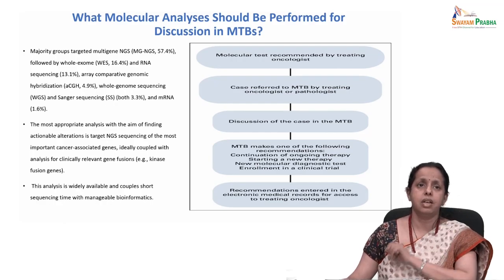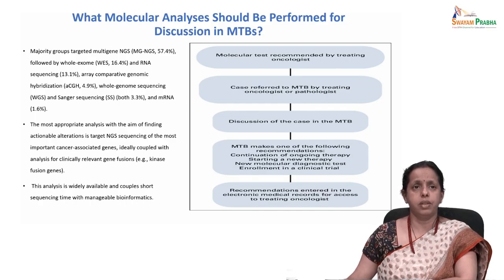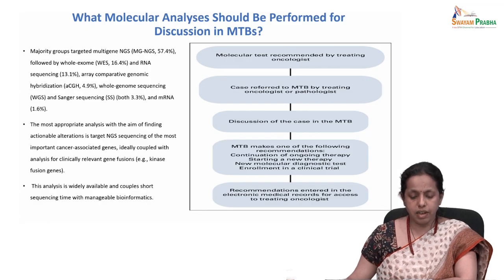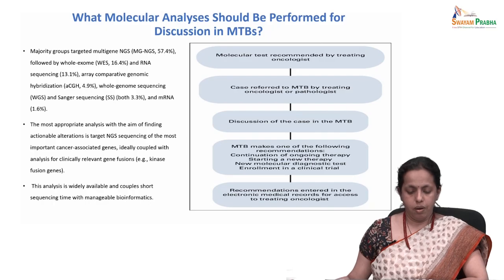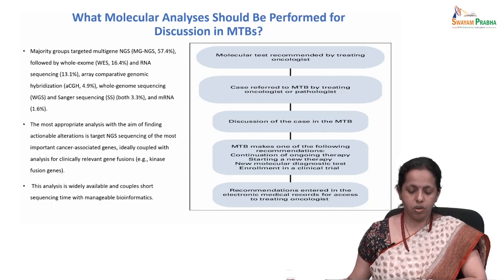Apart from NGS, you need whole exome sequencing, transcriptome, array comparative genomic hybridization, whole genome sequencing, Sanger sequencing and mRNA sequencing. All these tests are used for discussion in molecular tumor boards. The most appropriate analysis with the aim of finding actionable alterations is targeted NGS sequencing of the most important cancer-associated genes. Ideally, analysis for clinically relevant gene fusions, for example kinase fusions. This is the molecular test recommended by your treating oncologist, and cases are referred to the molecular tumor board by your treating oncologist or pathologist.